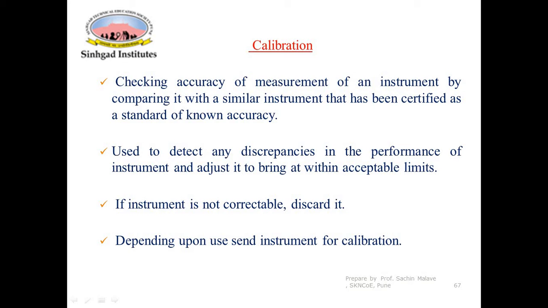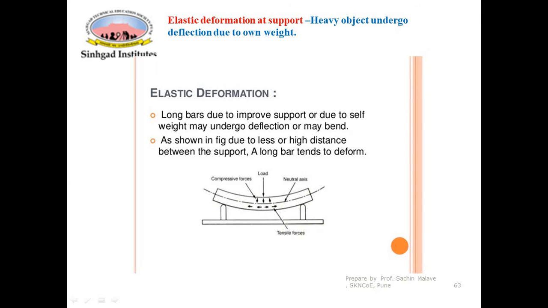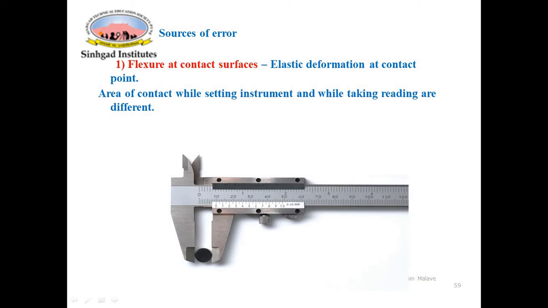Now we will try to elaborate this definition: checking the accuracy of the measurement of an instrument. Suppose you take the example of this vernier caliper, and you want to ensure the calibration of this measuring instrument. This instrument is to be calibrated, which means we have to ensure that whatever measurements are taken by this vernier caliper are the correct readings, and they are not giving you false readings. So how to ensure that?